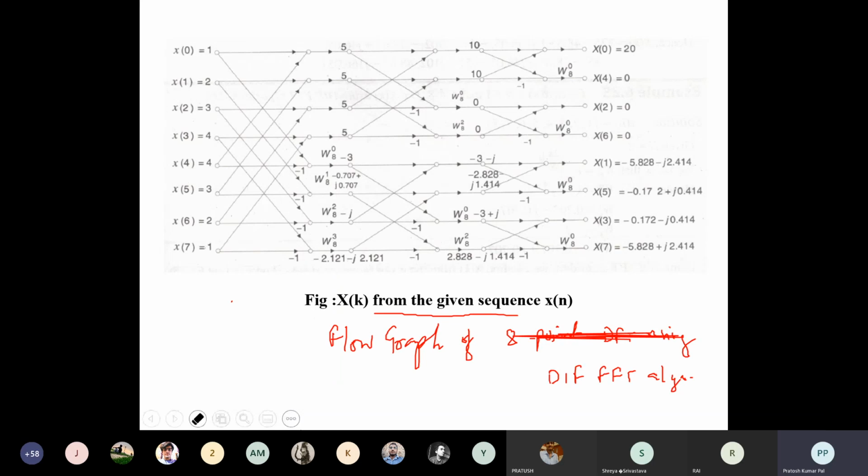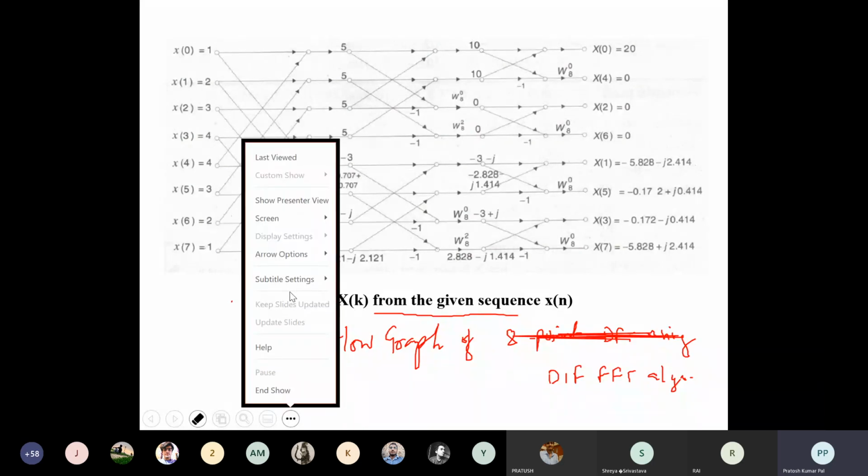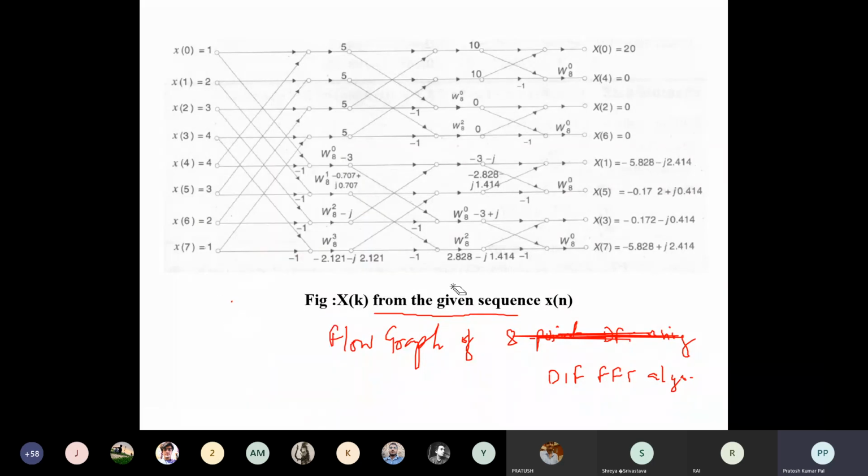Sorry, by mistake it was deleted. Okay, so whatever we have drawn just got erased accidentally. So we will just see in this slide, the same is drawn already.